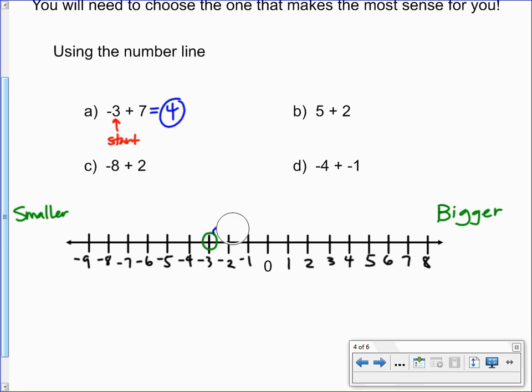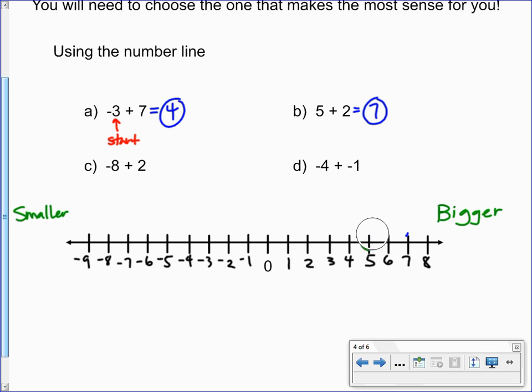Let's look at the next one. The next one has me starting at 5. So I'd be starting at 5. It says I'm adding, so I'm going to get bigger. I'm adding 2. So if I add 2, that takes me to 7. So the answer to this problem is 7.